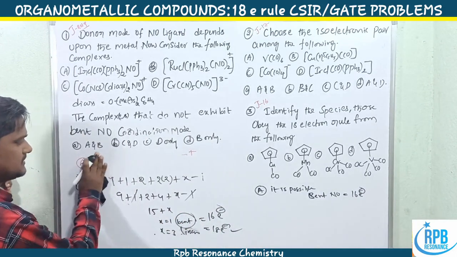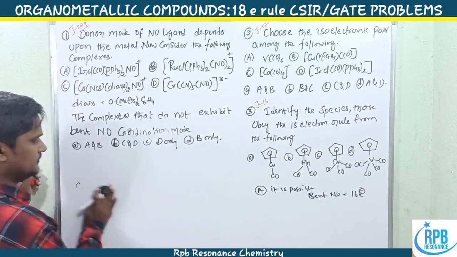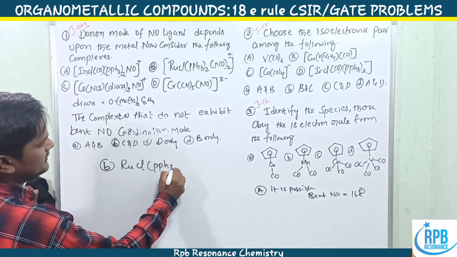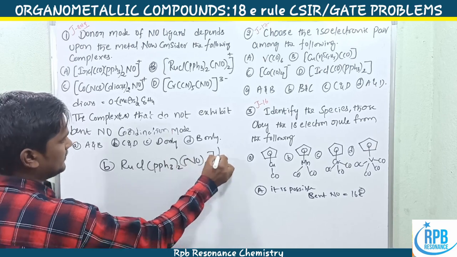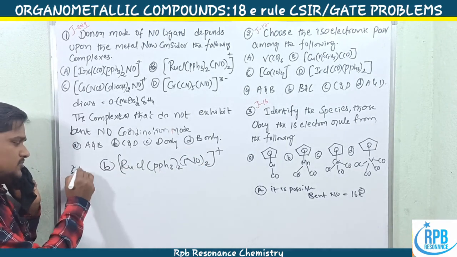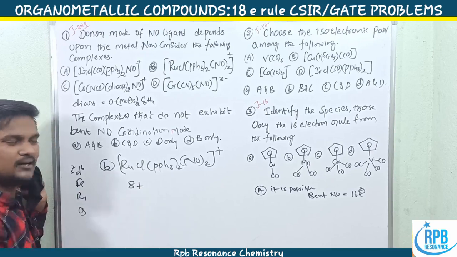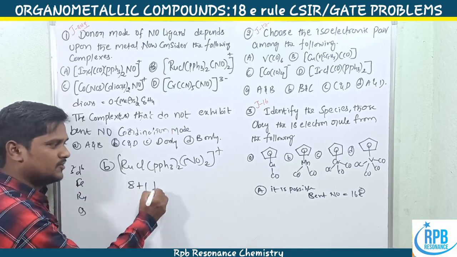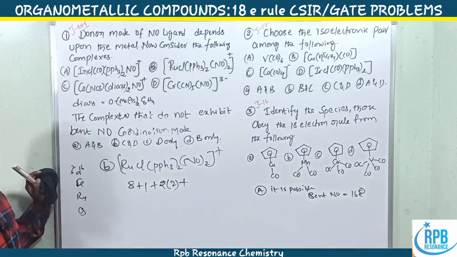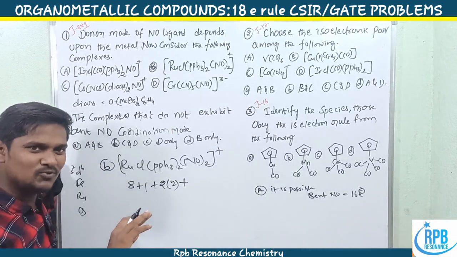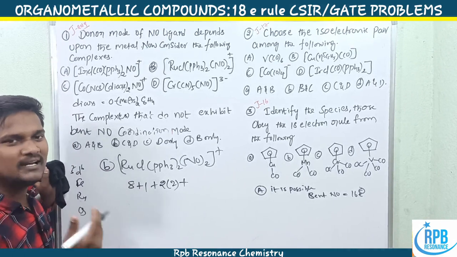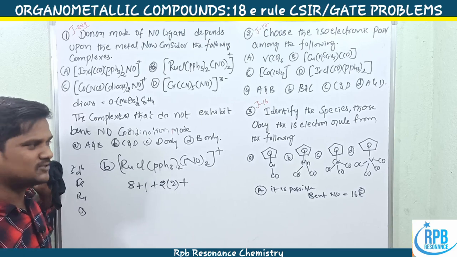Now let's look at option B, a very simple one. That is Ru, Cl, PPh3 taken twice, NO taken twice, with a positive charge. Ruthenium comes under the iron family, iron, ruthenium, osmium, so s2d6, that is 8 electrons. Here 8 for ruthenium, chlorine 1 electron in the neutral method, and PPh3 as in the previous one, 2, 2, 2 is 4, plus here 2 nitrosyls. It may be possible that both are bent, or one is bent and one is in normal mode, or both are in linear mode. Three types of possibilities are there. Now let's look at the possibilities.